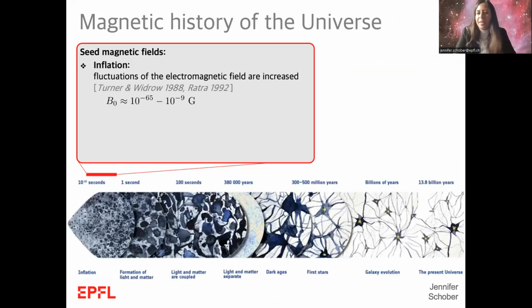Already yesterday we got a nice overview of how magnetic fields can be generated in the very early universe. I call them seed magnetic fields here, and there are different mechanisms that can generate magnetic fields. For instance, there's inflation, and certain inflation theories predict the production of a magnetic field. You see there's a large variety of strengths there, so the theories are not very well constrained.